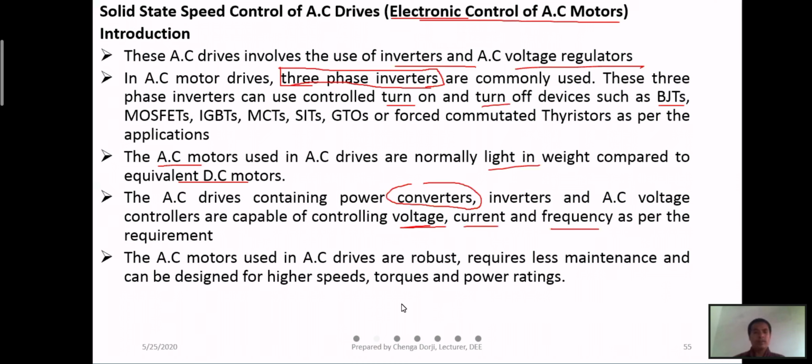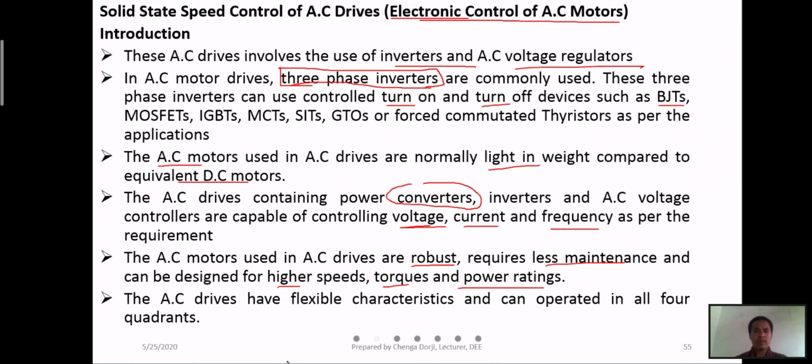Another thing about the AC motors used in these drives is that they are robust. You can see the robust construction of this induction motor. They require less maintenance and can be designed for higher speed, torque and power rating. So the design can be done for different ratings.